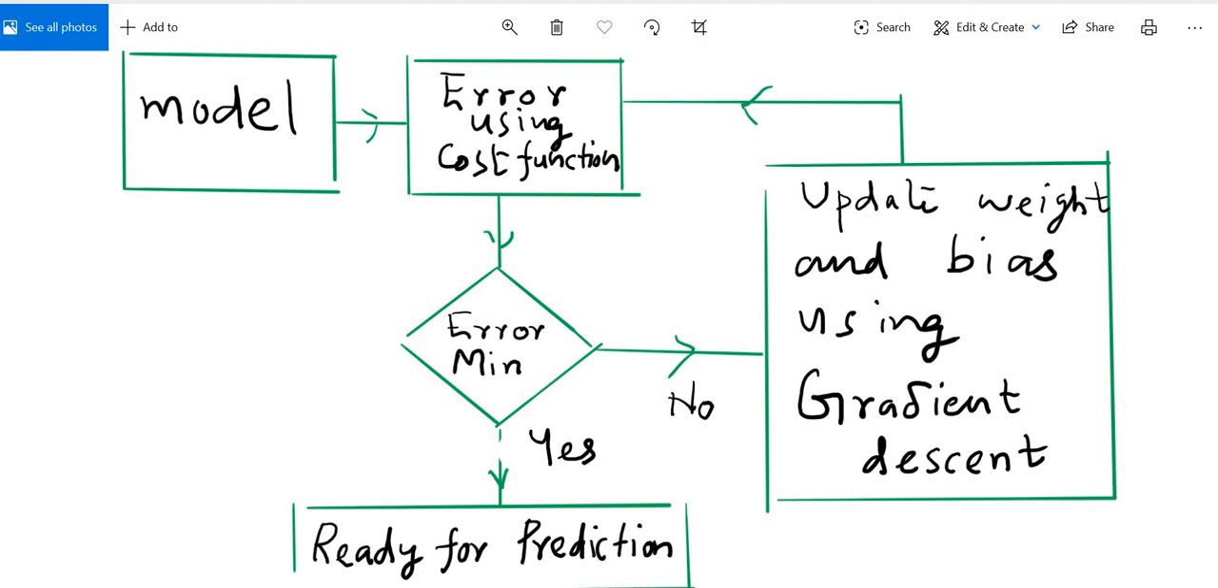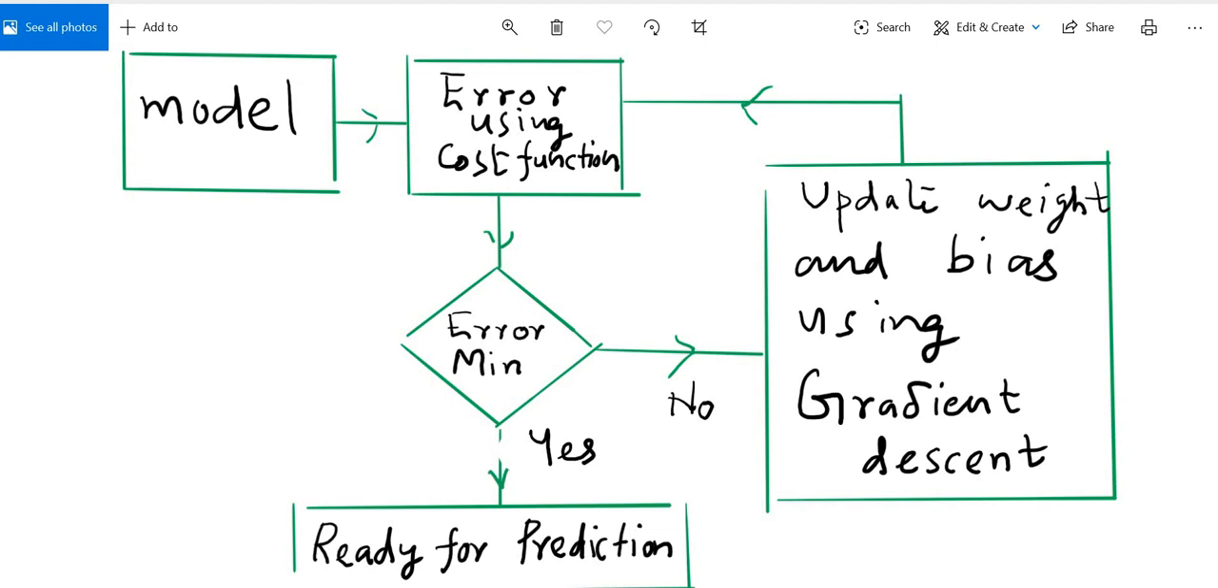So you have the machine learning model. You are calculating the error using the cost function. If the error is minimum, the model is ready for prediction. If it is not minimum, this block is really important.